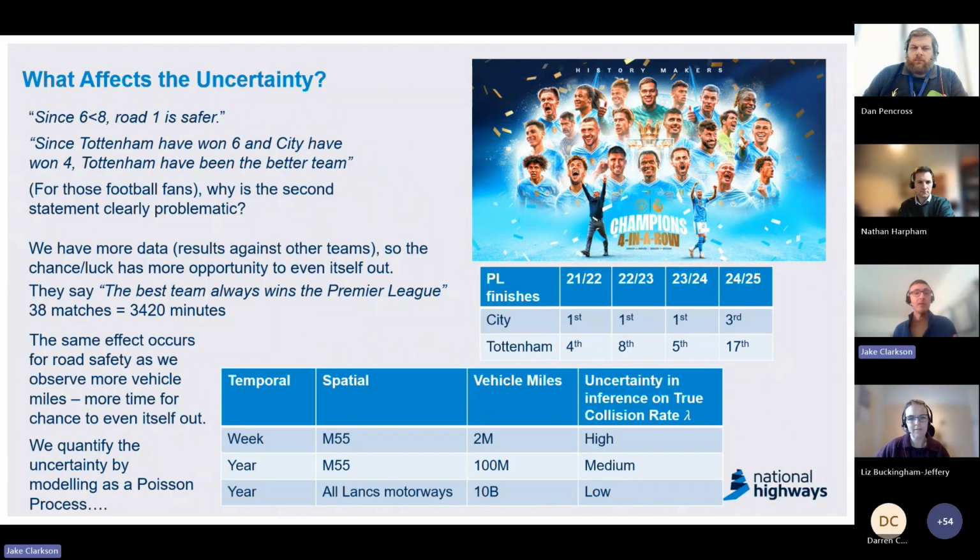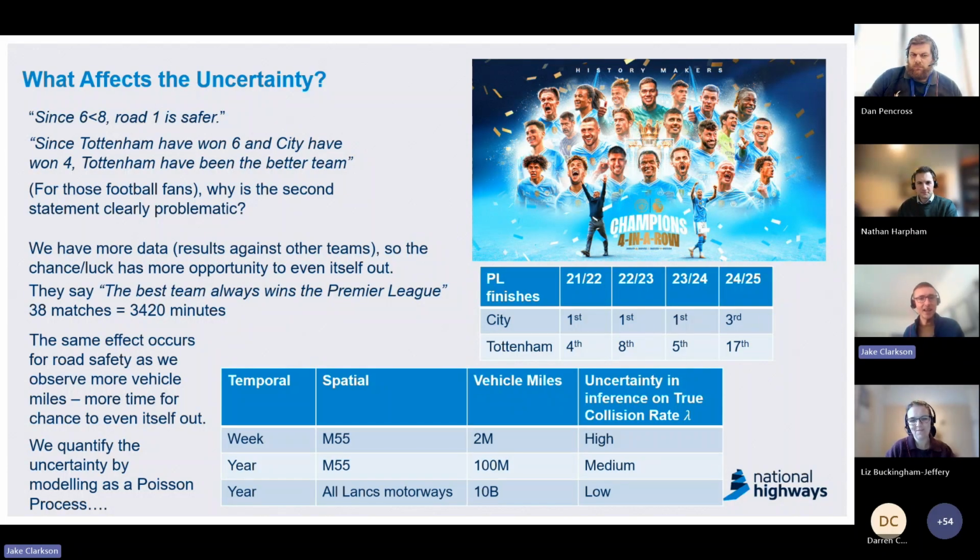Okay, so we've justified that we can't just naively compare collision rates or number of wins over a finite period, because there is this uncertainty which comes about due to external factors or random chance. So now I'm going to talk about what affects the level of this uncertainty. I've put up those 2 naive conclusions from the past slide. Now, for those people who know a little bit about football, why is it that you look at that football-based conclusion and you know that it's clearly problematic?